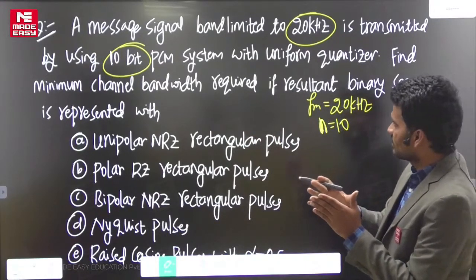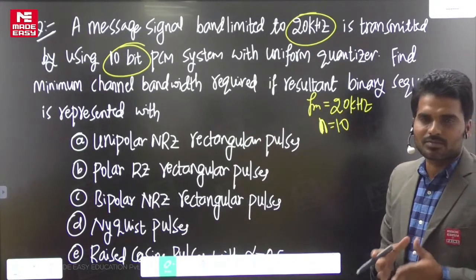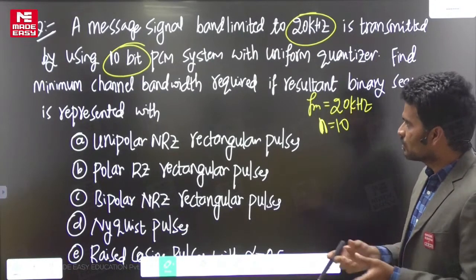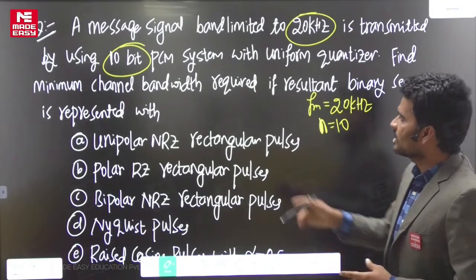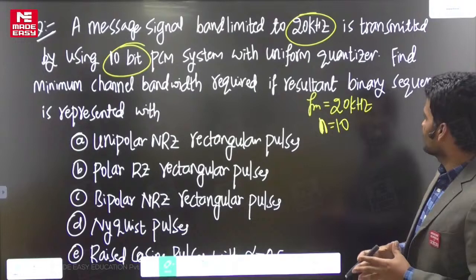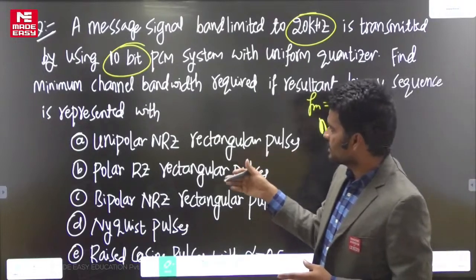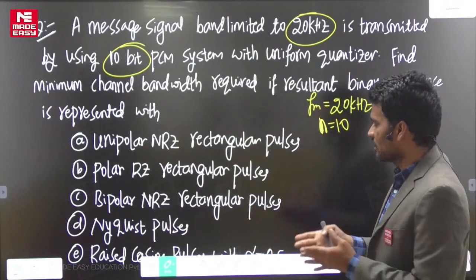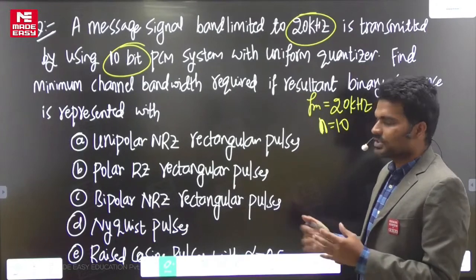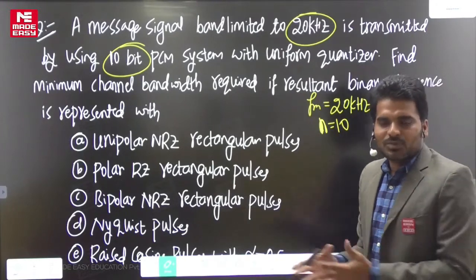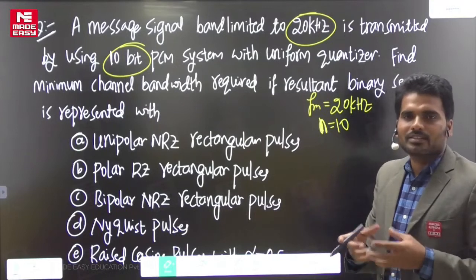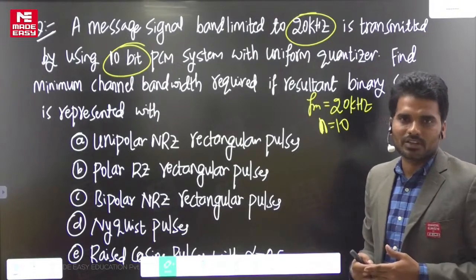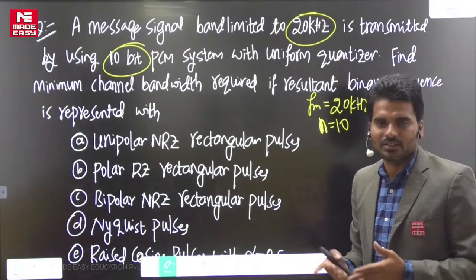Okay, so for this given PCM system, to transmit the resultant PCM binary sequence through a baseband channel, a wired channel, what is the minimum channel bandwidth required? We have to find out if the resultant binary sequence is represented with unipolar NRZ rectangular pulses, polar RZ rectangular pulses. So this question is about how, if a binary sequence is represented by different electrical pulses, the channel bandwidth requirement will be affected.